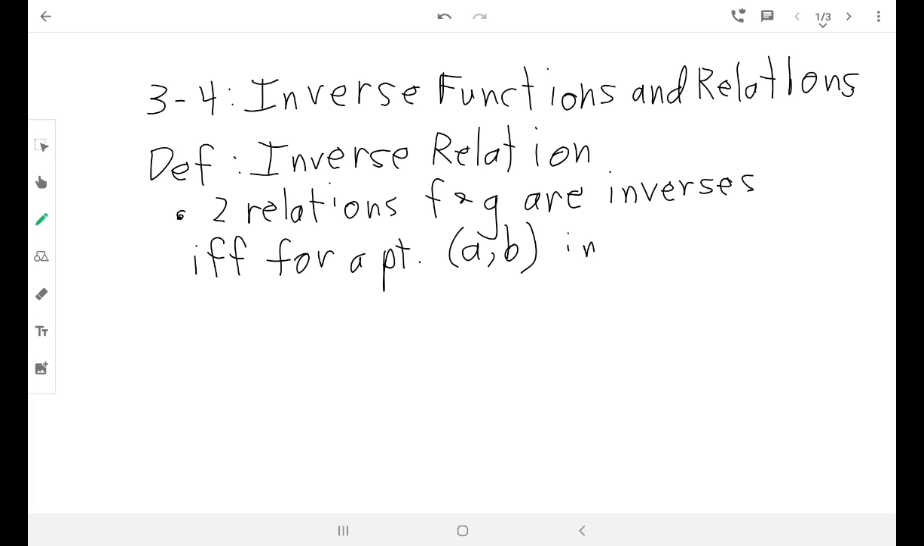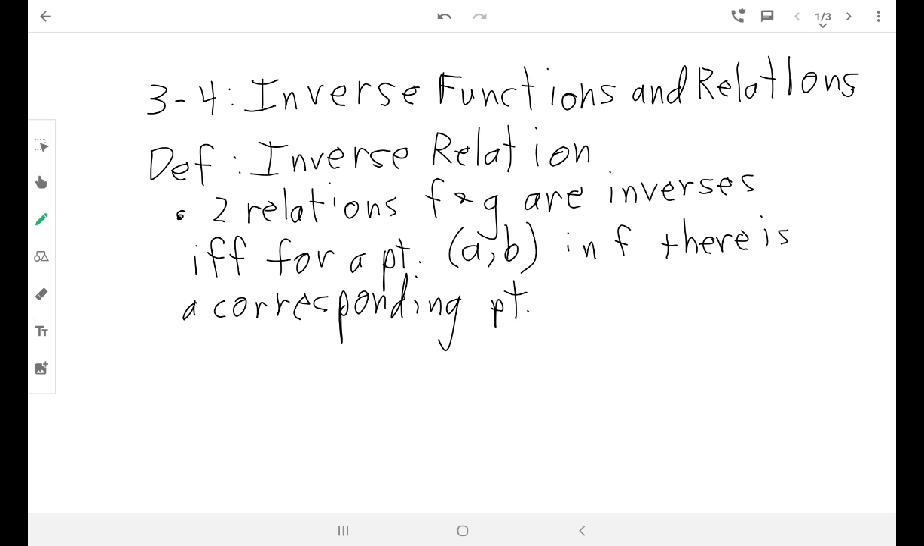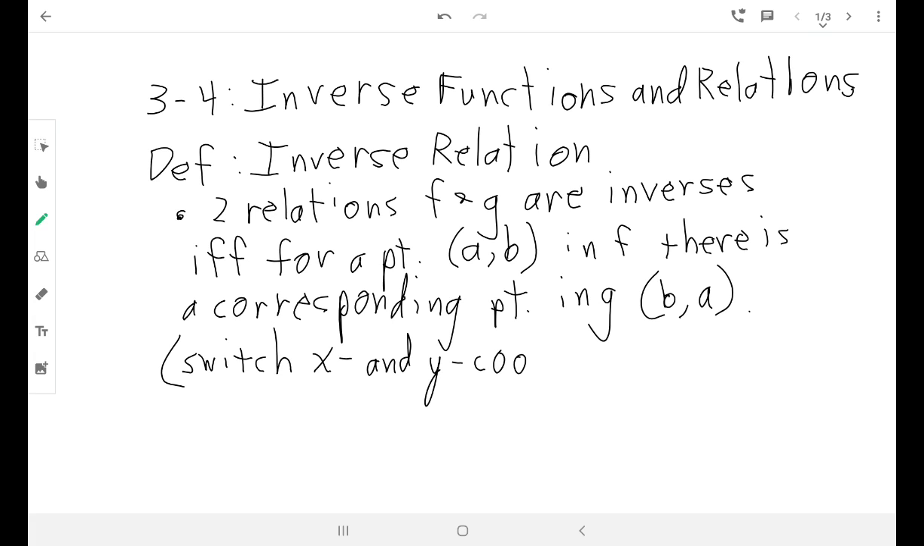For a point (A, B) in F, there is a corresponding point in G that is (B, A). So in other words, we switch the X and Y coordinates. Okay? So that's what inverse relations and inverse functions do. They switch the X and Y coordinates.